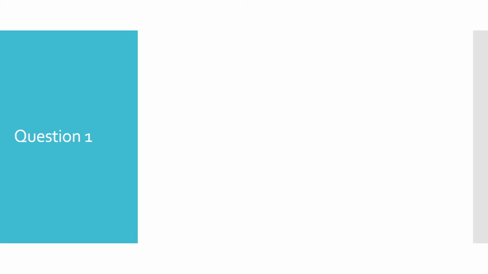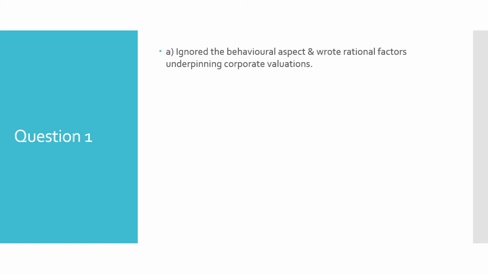So first, let's start with question 1, part A. Part A asked what are the behavioral factors for such a high price in the tech industry, Matt Trevor's industry. What happened is candidates ignored the behavioral aspect and wrote rational factors underpinning the corporate valuations. You should not write rational factors. They are asking behavioral factors. Behavioral factors are irrational factors, emotional factors. So you have to mention that.